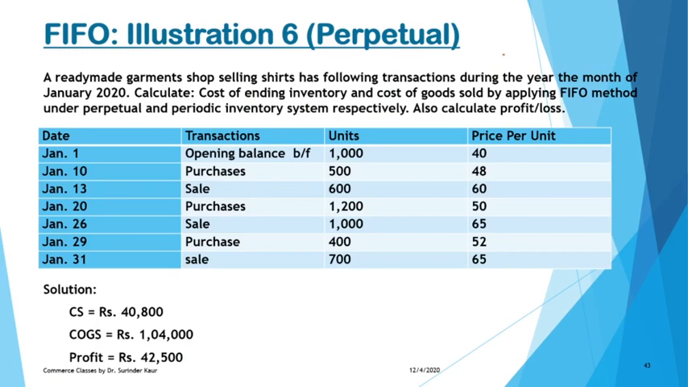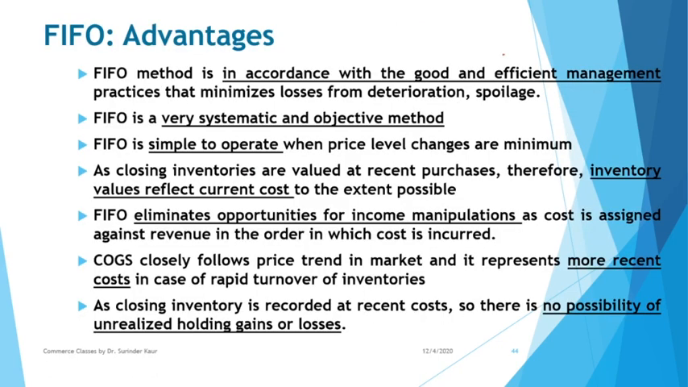Now this is one more question for practicing. You can solve this question under periodic as well as perpetual system to see whether you have understood this or not. I have given you answers also. Closing stock, cost of goods sold, and profit is given. So just follow the method and see whether you are able to get it. In case of any doubts, you can reach me through the comment section also, and I'll try to explain or clarify your doubts. Okay, now some theory.